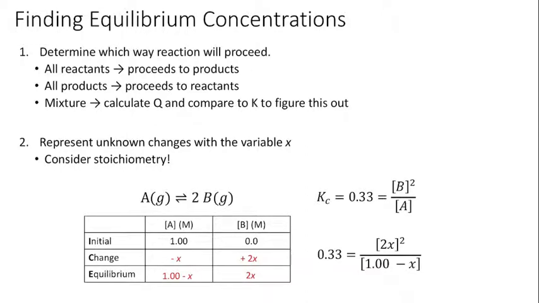So this gives us an expression where at equilibrium, for A, we have 1 minus x, and for B, we have 2x. We can plug these equilibrium values back into the Kc expression. So now we have 0.33 equals (2x) squared on top, over 1 minus x on the bottom. We've got to solve for x. So how do we do that?